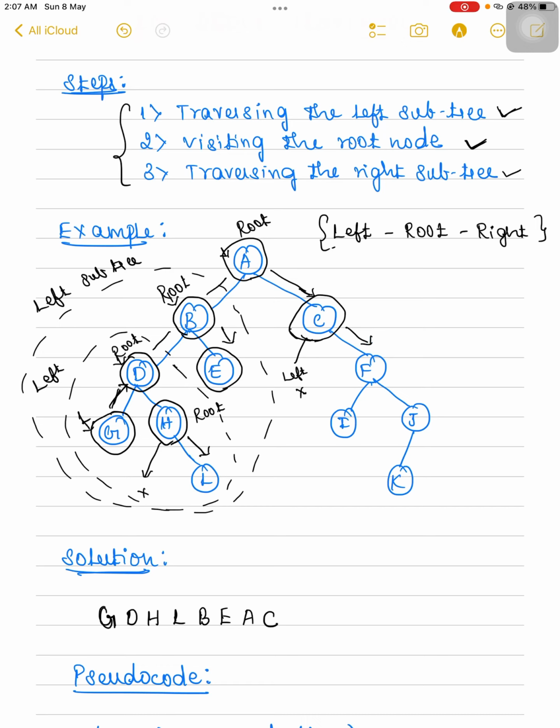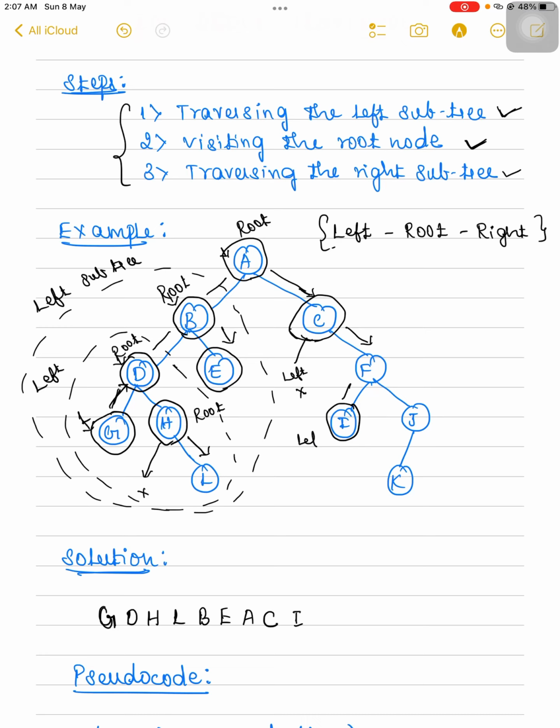When we check the right node F, F is acting as a root node for the nodes I and J. So the node F can't be visited now. Before we visit the root node, it is supposed to visit the left node. So the left node of F is I. When we check I, yes, I is acting only as the left node for the node F, so the node I will be visited now.